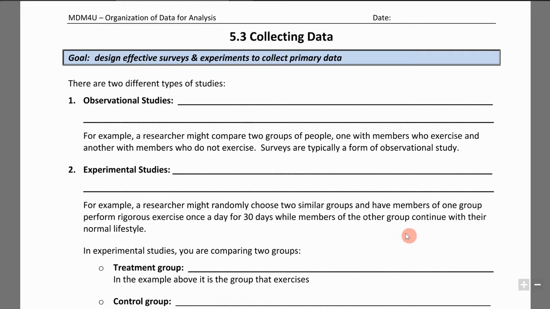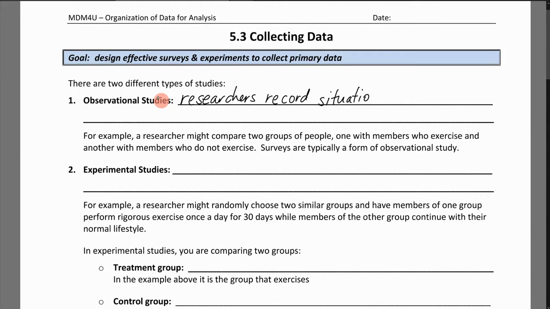5.3, collecting data. So here there are two types of studies when we're considering the design of surveys and experiments to collect our data. So we have observational studies, and these are where researchers record situations or behaviors that are already occurring, and they try to draw conclusions.